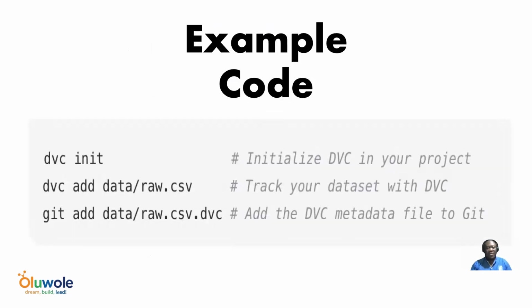All right, look at the code for DVC. If it was for your code, this would be git init. But for DVC, we are talking about data, so you say dvc init. It initializes DVC in your project. When I say dvc add data/name of your data, it tracks your data set with DVC. Then you use Git to add the DVC metadata to a Git file. When you want to update, we use the word update. So these are the commands you and I will be using.